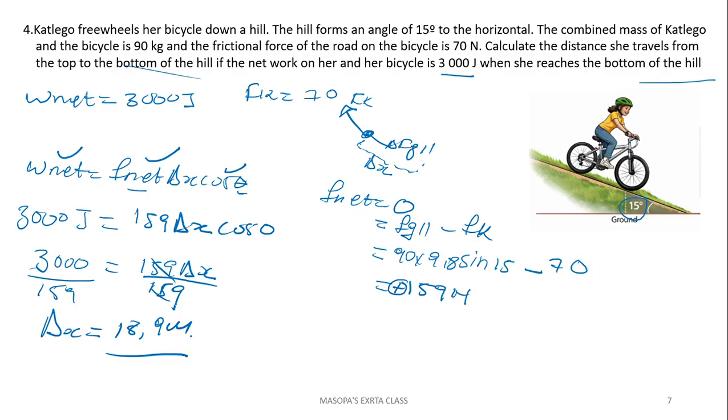So that is Katlego's delta x that she will cover as she goes from the top of the hill to the bottom of the hill. She will cover 18,9 meters. So coming to the end, this is how we calculate the net work done by the forces.